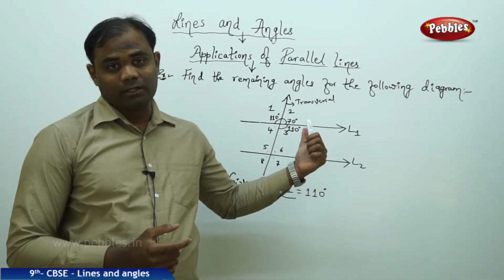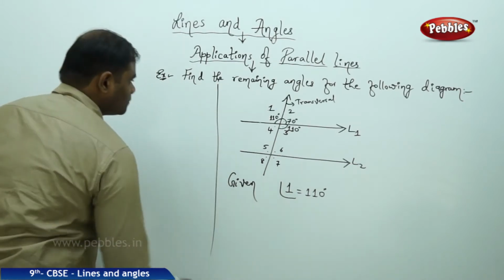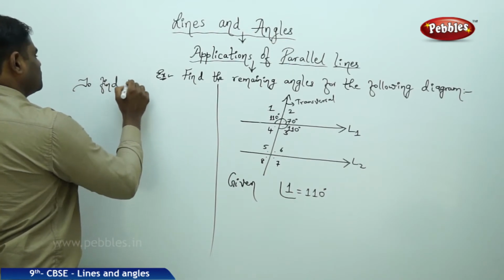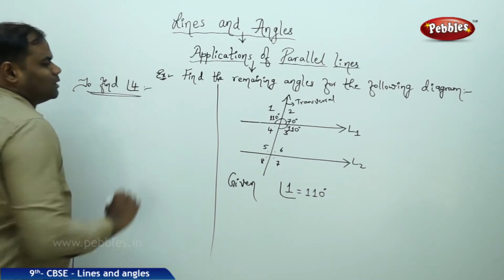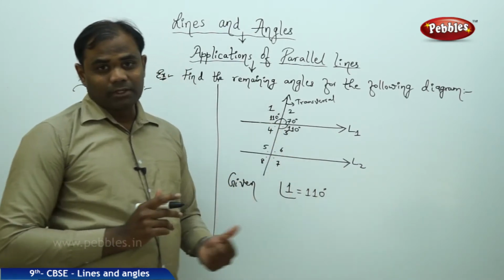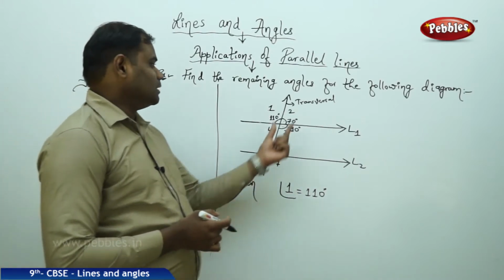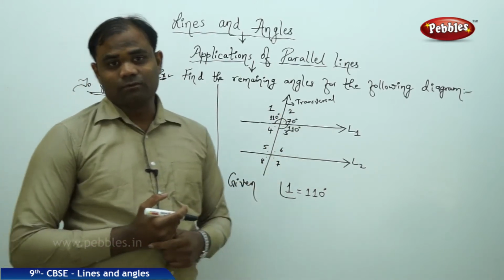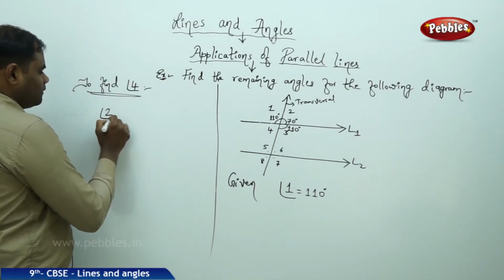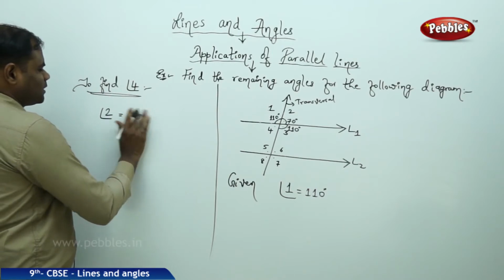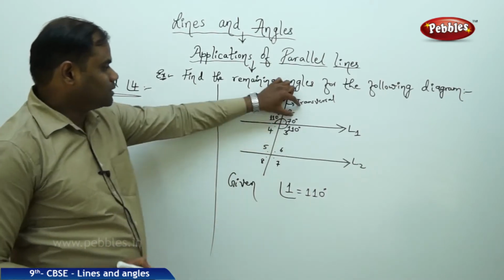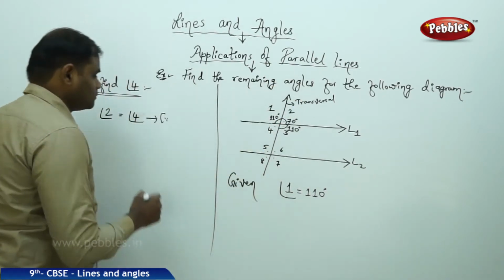Next, to find angle 4. As we can clearly see, just like in the previous case, angle 1 and angle 3 are vertically opposite angles. Similarly, angle 2 and angle 4 are also vertically opposite angles. Therefore, I have angle 2 equals angle 4, since they are vertically opposite to each other.